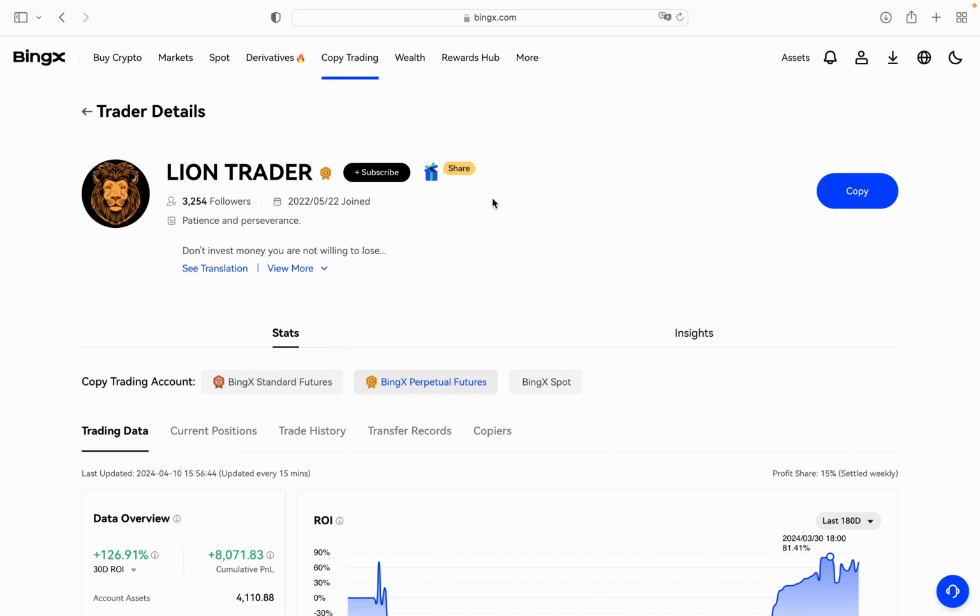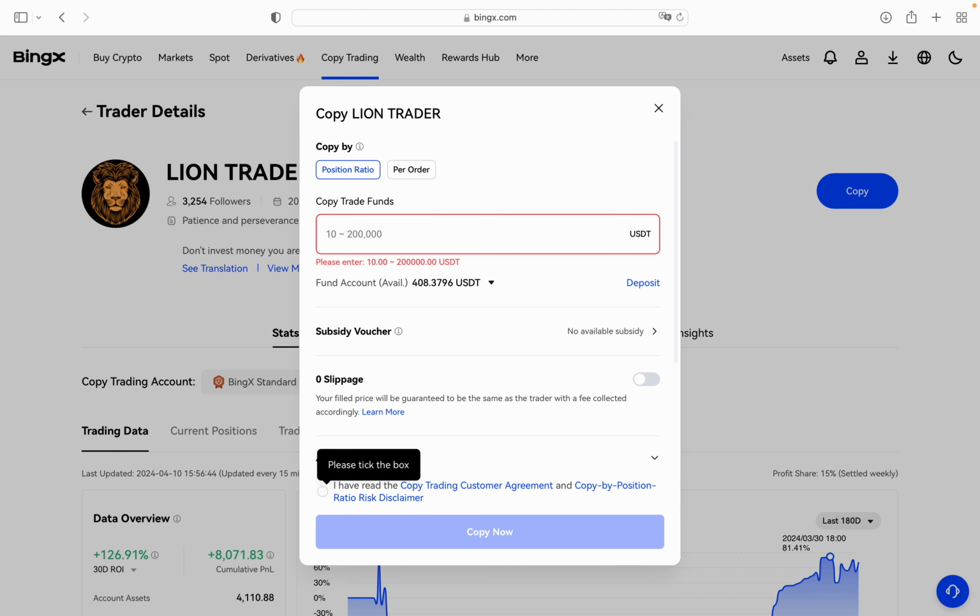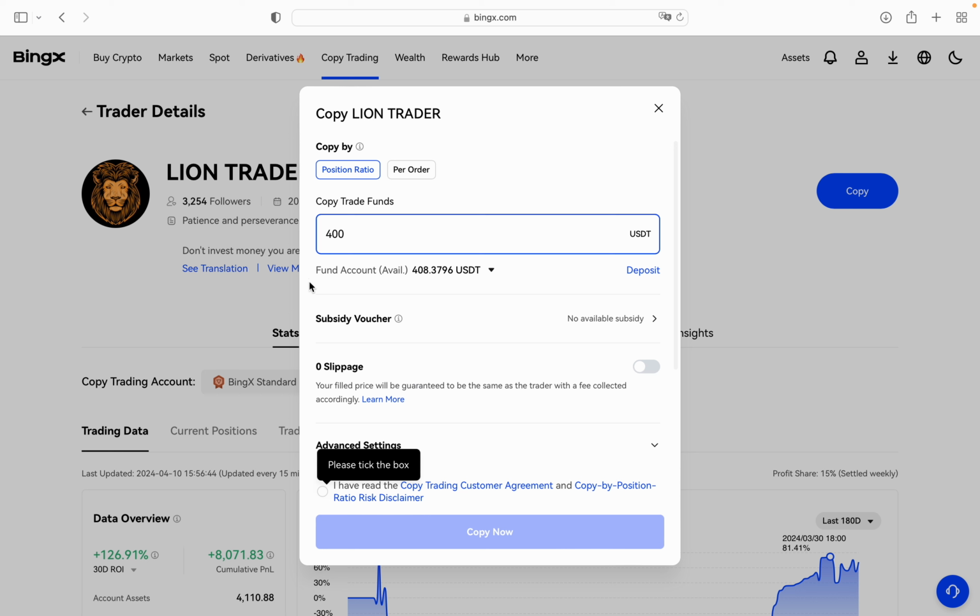And if you then want to copy the trader, you can click on copy. And then you have 2 options to copy the trader. In this case, we have copy by position ratio. In this case, you select an amount of money you want to copy the trader with. For example, we can use 100 USDT. In this case, you can also see I have $400 US in this fund account, so on my spot. So you can also copy the trader with up to $400, depends on how much money you have on your fund account. So if you're copying by position ratio, you will copy the trader with the same risk management.